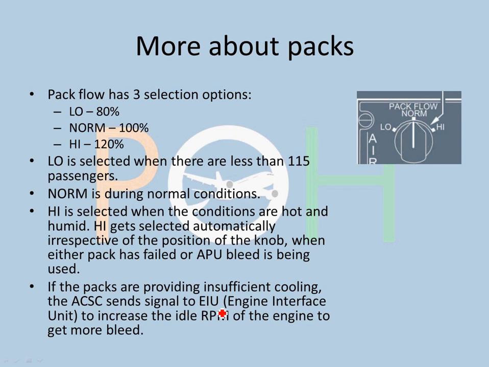Now, if the packs are providing insufficient cooling, the ACSC will detect this, and then it will send a signal to the EIU, the engine interface unit. That will increase the idle RPM of the engine to get more bleed out of it, because since it's not providing sufficient cooling, it demands more bleed. This is also valid with the APU. The APU has a similar unit, the ECB, Echo Charlie Bravo, the electronic control box. So the ACSC will also send the signal to the ECB to increase the bleed of the APU. All right, cool. So we're done with packs as well.